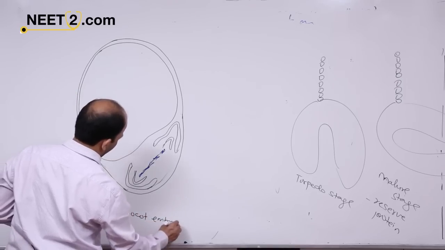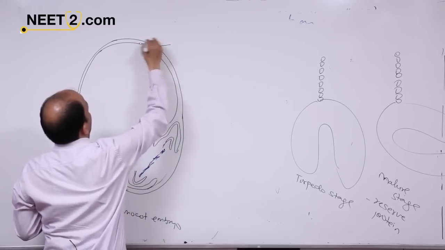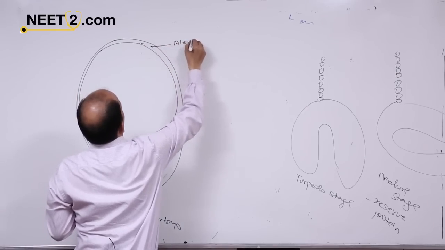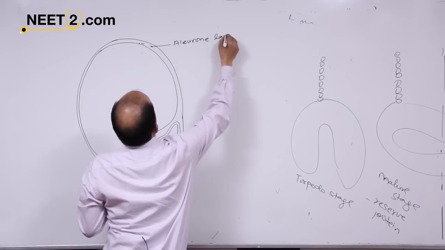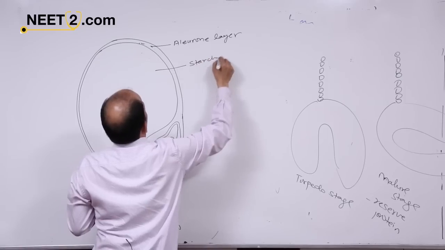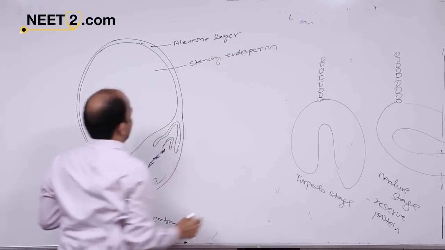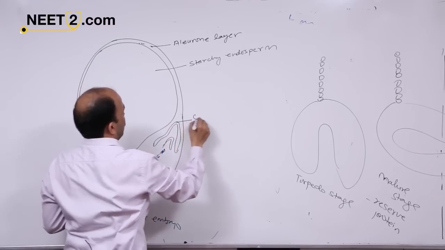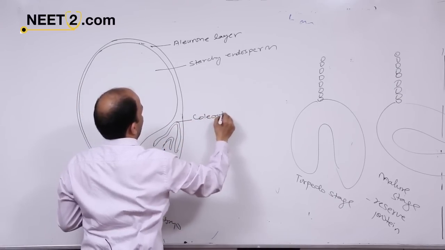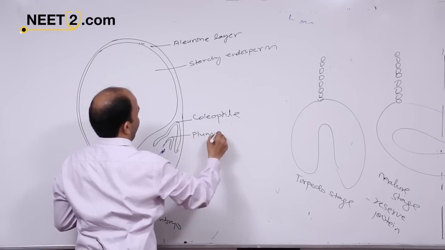Monocot seed or embryo. So this is the outermost layer, that is the aleurone layer. Aleurone layer, that is part of endosperm. This is starchy endosperm. Here coleoptile, that coleoptile is protective covering for plumule.